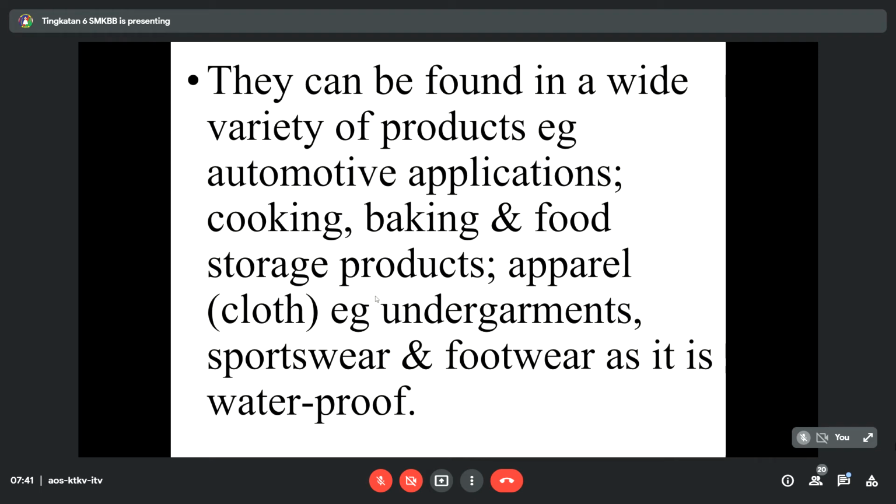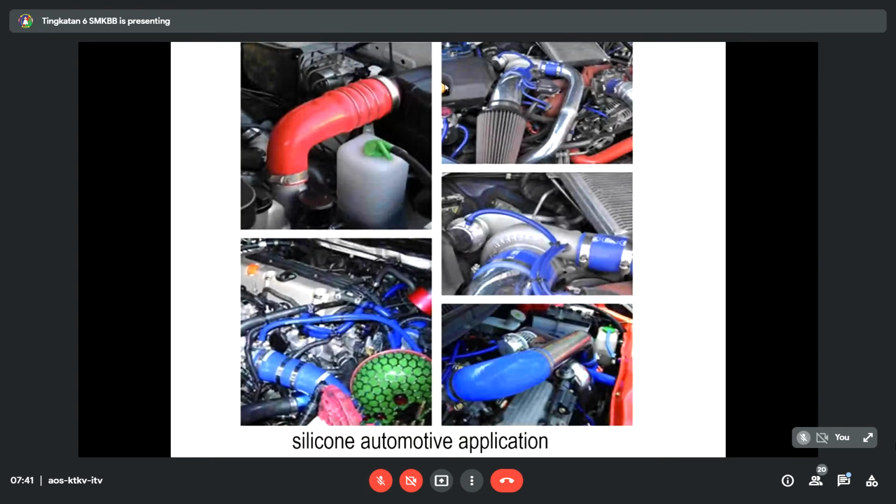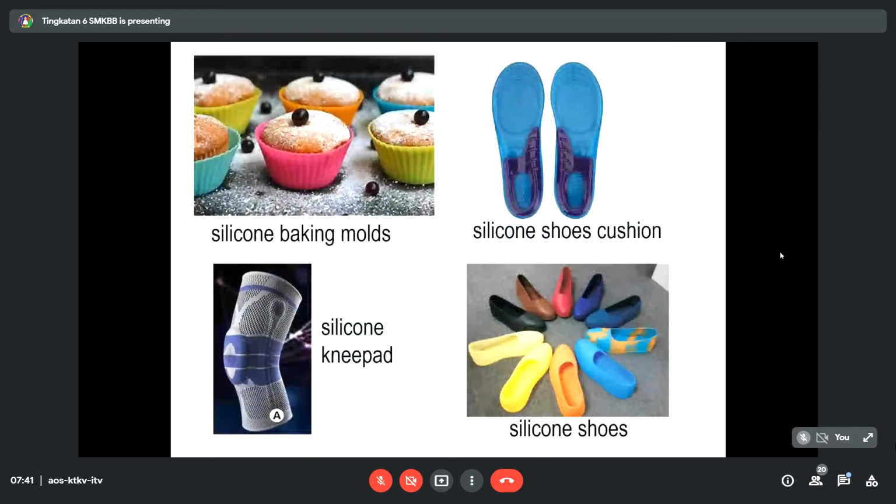It can be made use of the same material, all these hoses, isn't it? Then of course that can be PVC, of course it may also be silicone. Or the cooking, the baking molds, the footwear, shoe cushion, even the knee pad, the shoes, of course, they all can be silicone, or of course, they can be rubber. Who knows? Plastic.